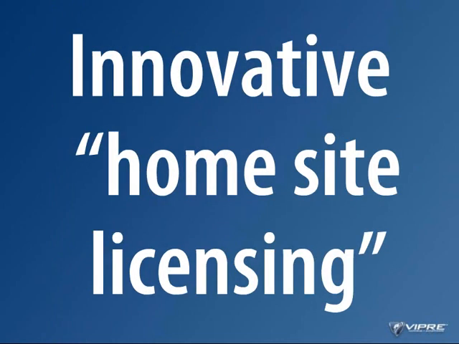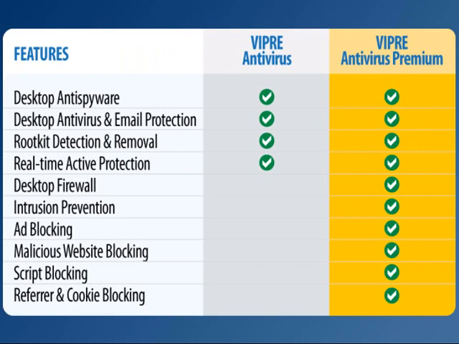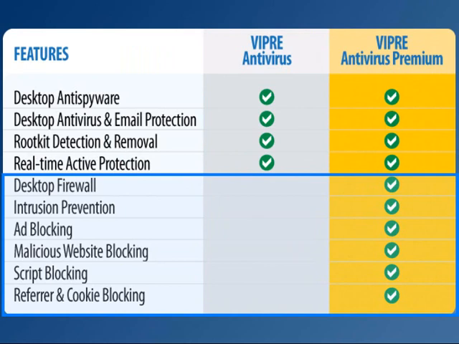And VIPRE is the first security product to feature innovative home site licensing. That means for one low price, you can use VIPRE on as many computers as you have in your household. VIPRE comes in two flavors, the regular VIPRE antivirus and the premium edition, which adds a desktop firewall, blocking of malicious websites, and other features.